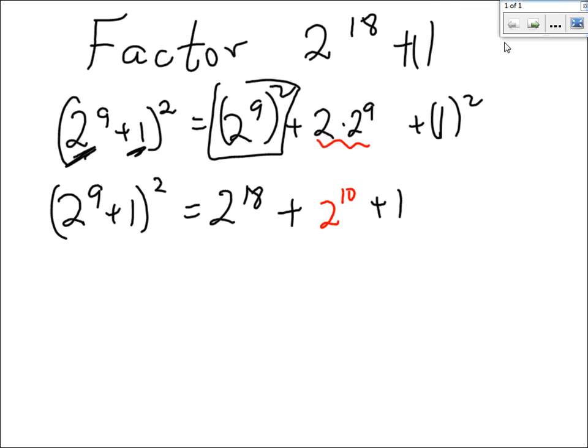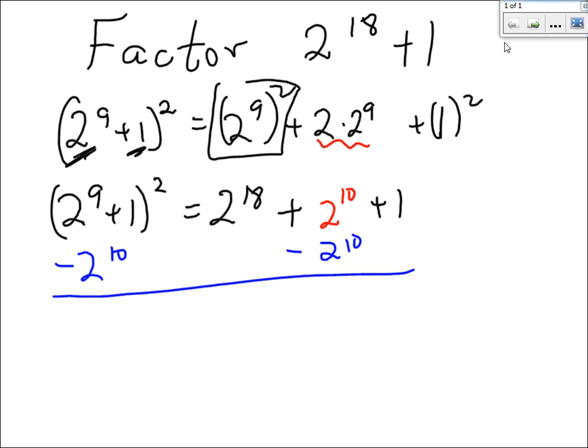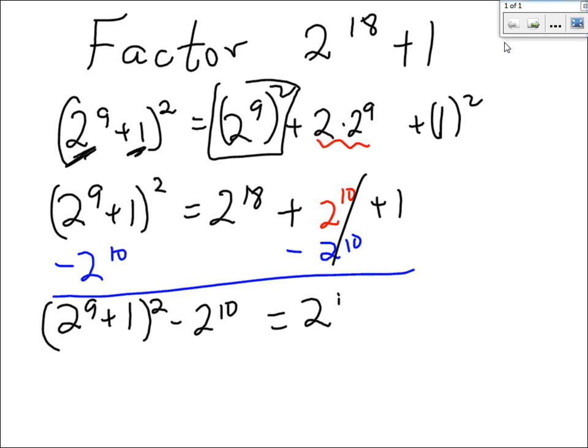But we have more than that. Well, let's get rid of the more. Let's take away 2 to the 10th from both sides. The left side is 2 to the 9th plus 1, quantity squared, minus 2 to the 10th. And this is equal to what we want, 2 to the 18 plus 1. At least now we have our subtraction.